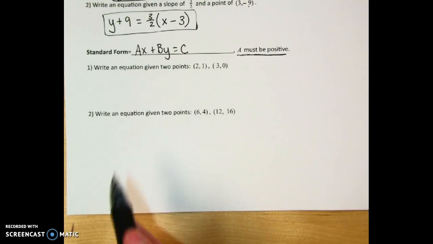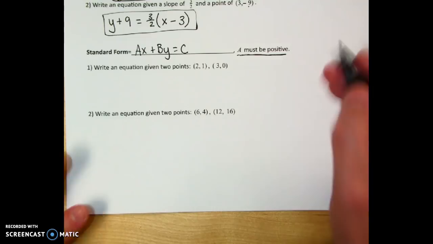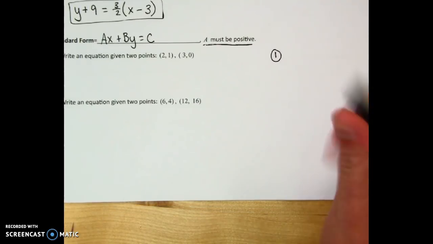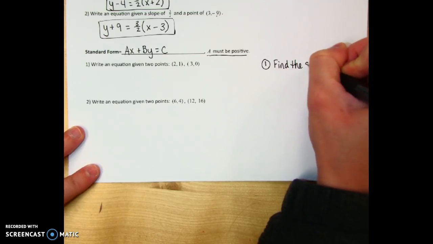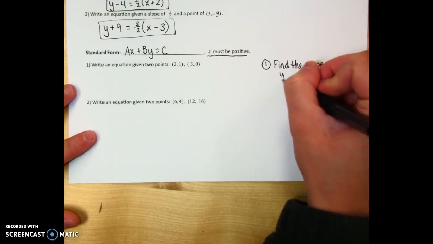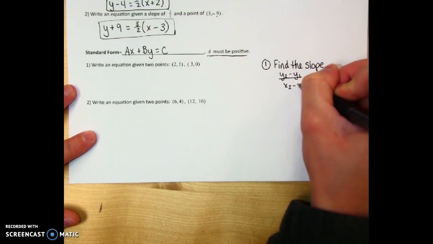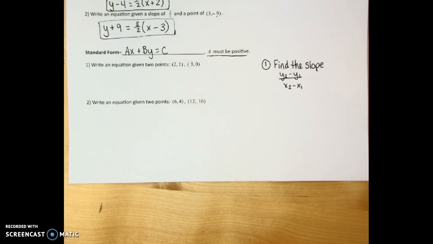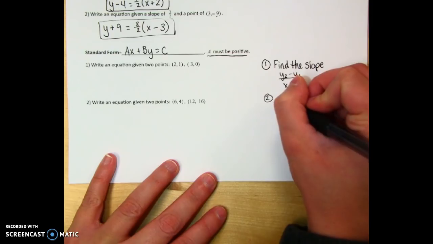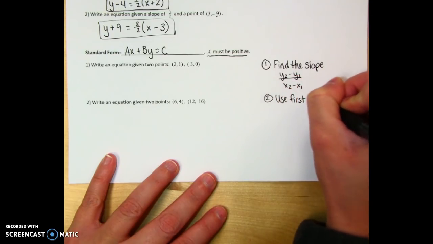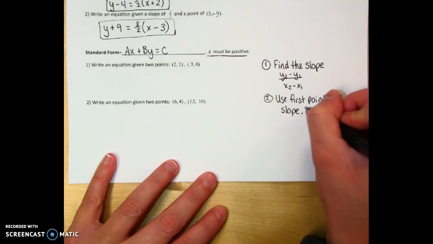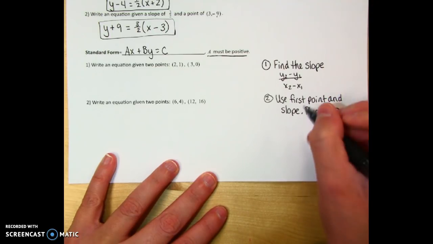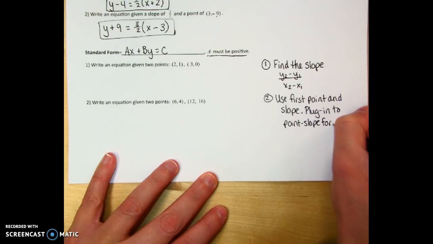Okay, so step 1. Step 1, I'm going to have to write this over here because these notes are kind of set up funny. Step 1 is find the slope. And that would be the y sub 2 minus y sub 1 over x sub 2 minus x sub 1. And step 2, use first point and slope, plug in to point slope form, and simplify.